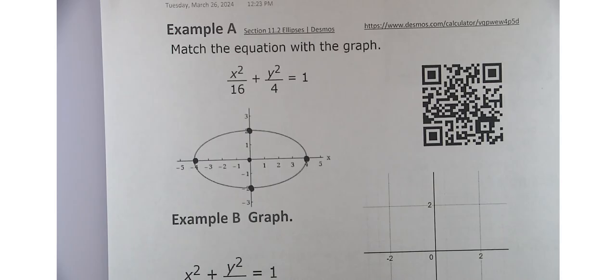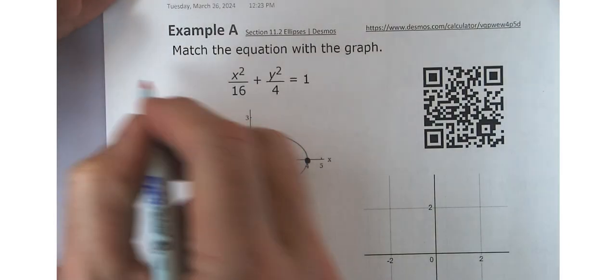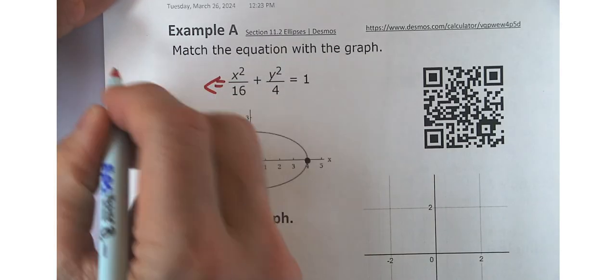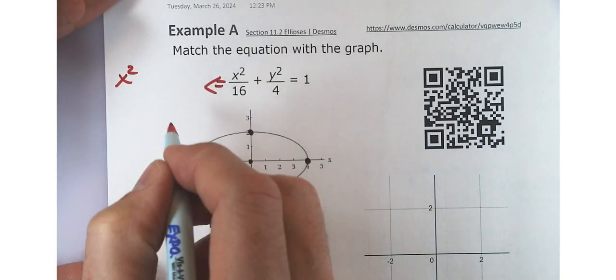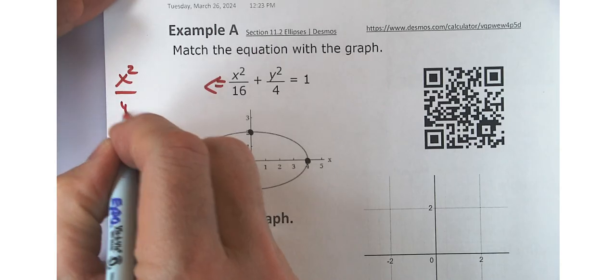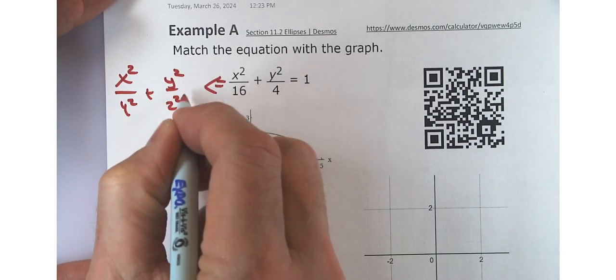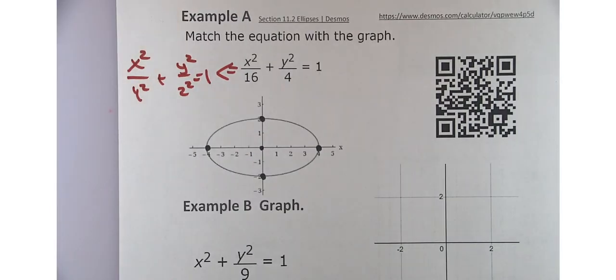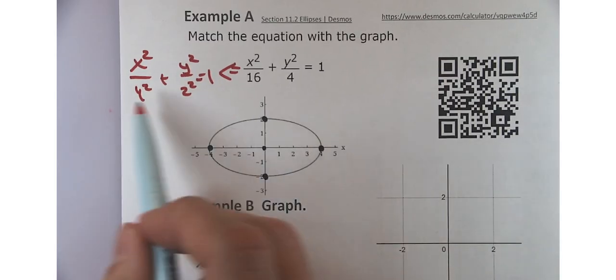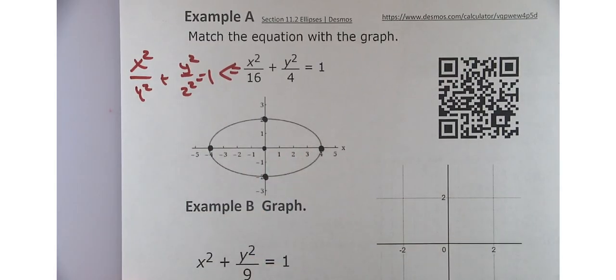But that felt a little bit too slow to do it that way. So let's see if we can't speed that up a little bit. To speed that up, I'm going to rewrite this as x squared over 4 squared plus y squared over 2 squared equals 1. So that's looking better. Now how does that help us? Does that help me get to the graph a little bit easier?